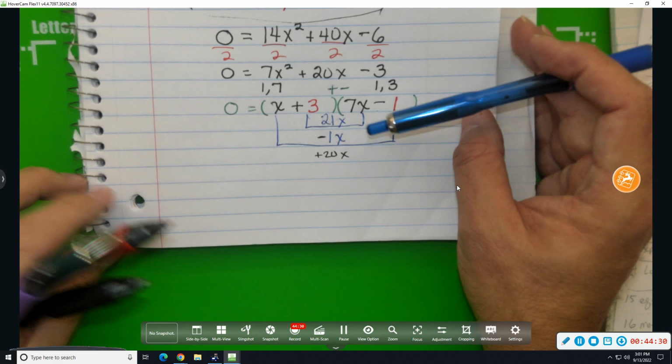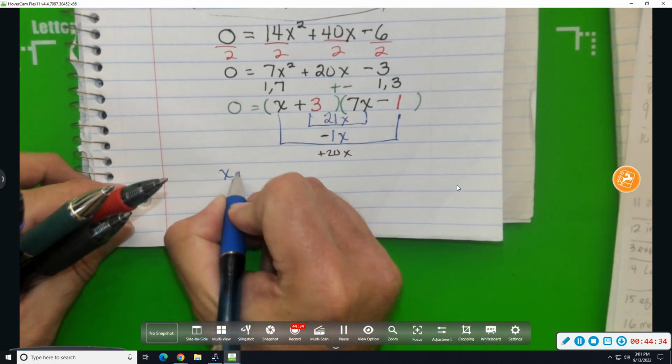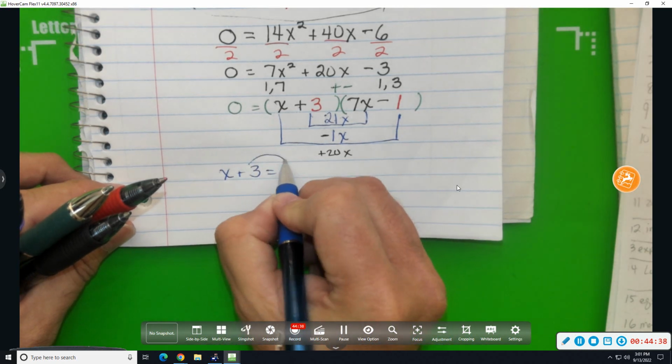Now set back to the 0. I'll set the x plus 3 to 0 and isolate the x by moving that 3 over.